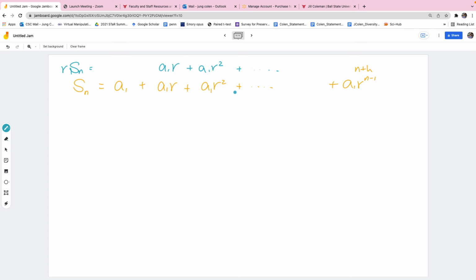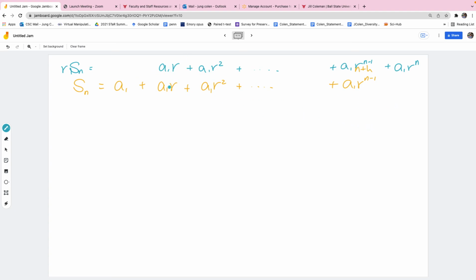So I'm kind of pushing everything to the right. So one term before the nth term will be a sub 1 times r to the n minus 1 term, and the last term, you multiply this by r, then you're going to get a sub 1 times r to the nth power. That is when you're multiplying r to this sum. Now what do you notice?